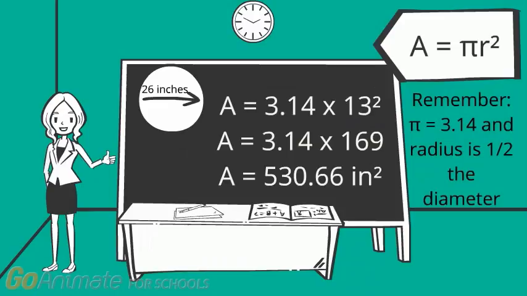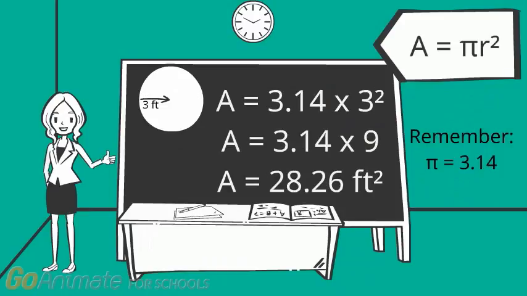We will do 2 examples for the area of a circle. The first one you see gives us a value of 26 inches for the diameter. Since the formula requires the radius, we divide the diameter by 2 and get 13. Now we multiply pi by 13 squared, and our answer is 530.66 inches squared. Our second example provides us with the radius of 3 feet. To find the area, we simply multiply pi by 3 squared. Our answer is 28.26 feet squared.